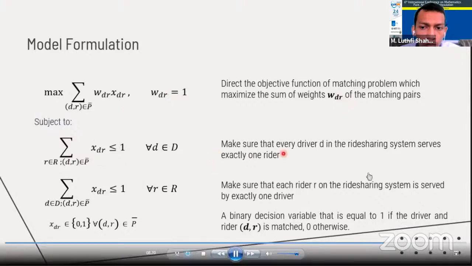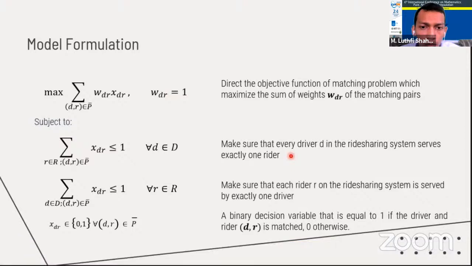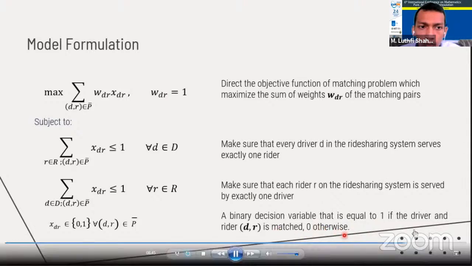Make sure that every driver D in the ride-sharing system serves exactly one rider, and that each rider R in the ride-sharing system is served by exactly one driver. This is a binary decision variable that is equal to 1 if the driver and rider are matched and 0 otherwise.